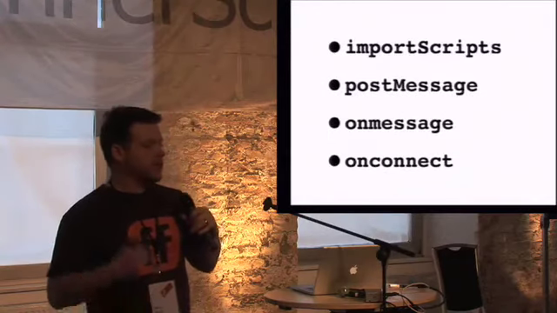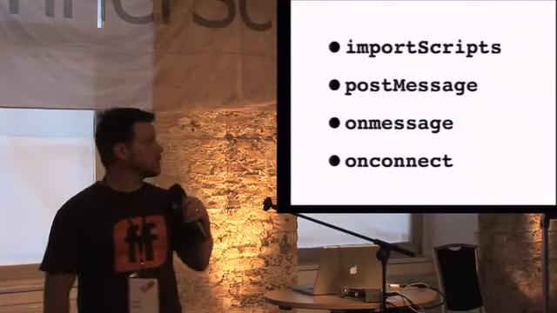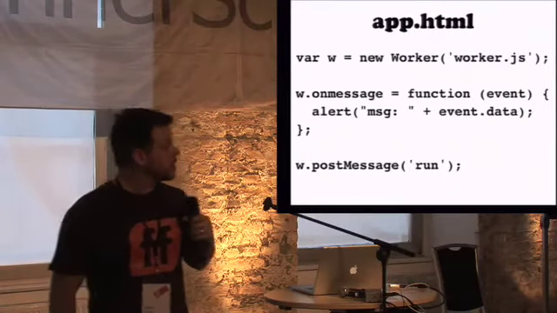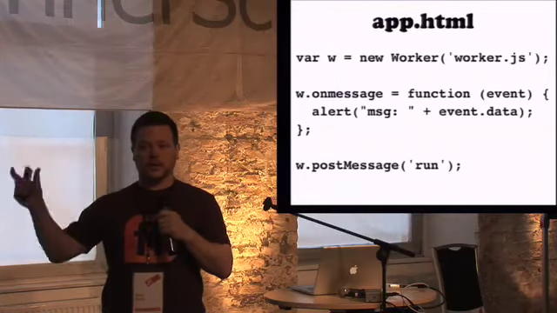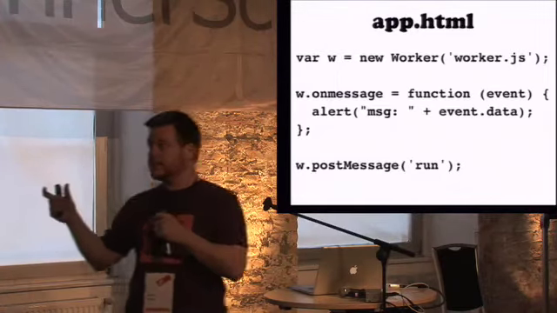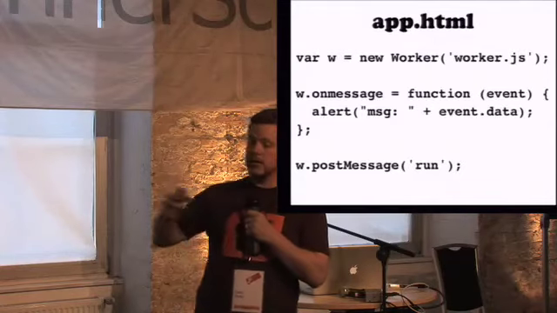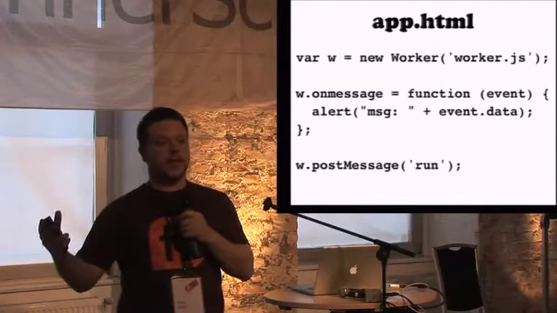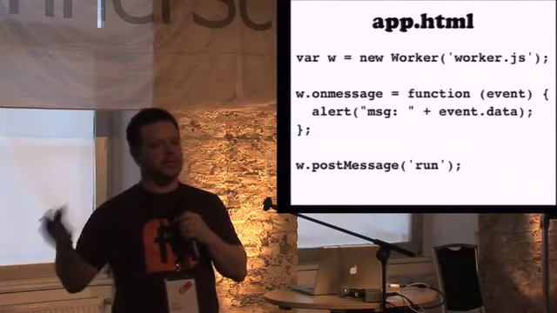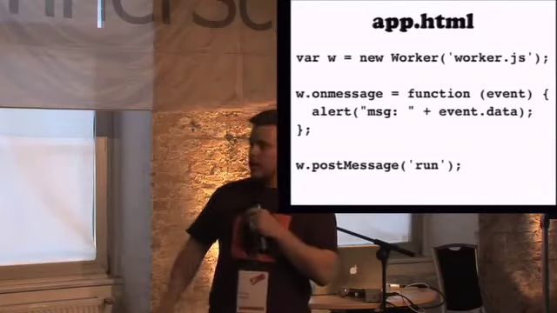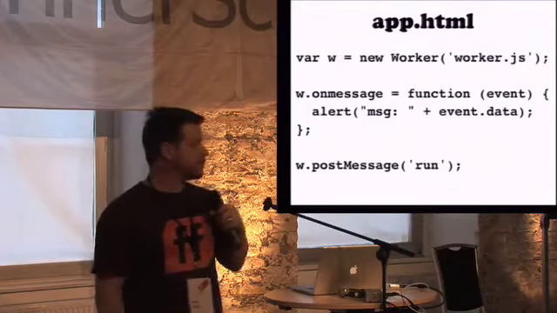Inside of the worker, you have importScripts, postMessage, onmessage, and connect. So I'm going to show you some of that syntax. My main application creates this new worker object, and I give it the URL to the script. That needs to be on the same domain as well. And then I connect the onmessage, and I set up a handler. An event comes into this, and event.data is the actual message that was sent to me. I can then post messages to my worker, and those are strings as well.